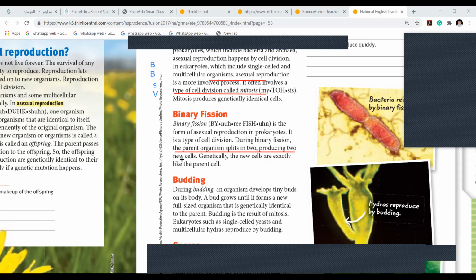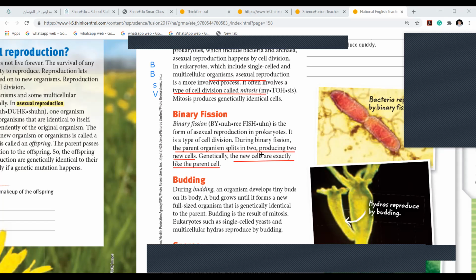Do you remember? I taught you in mitosis. They produce two new cells. The new cells are exactly like the parent cell. Girls, this is very important. In all asexual reproduction, you will get offspring exactly like the parent cell. So what is binary fission? The parent organism splits into two, producing two new cells. The new cells are exactly like the parent cell. Did you understand?